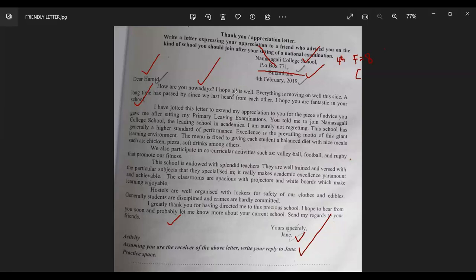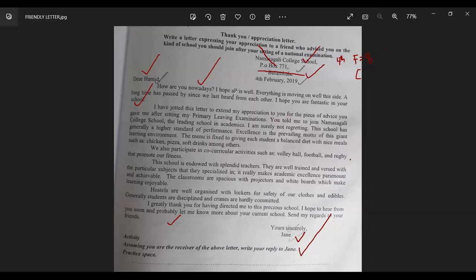The menu is fixed to giving each student a balanced diet with nice meals, such as chicken, pizza, soft drinks, among others. We also participate in co-curricular activities such as volleyball, football, and rugby that promote our fitness. This school is endowed with splendid teachers. They are well-trained and versed with the particular subjects that they specialized in. It really makes academic excellence paramount and achievable. The classrooms are spacious with projectors and whiteboards, which make learning enjoyable.